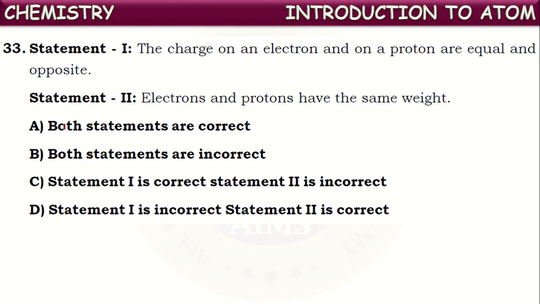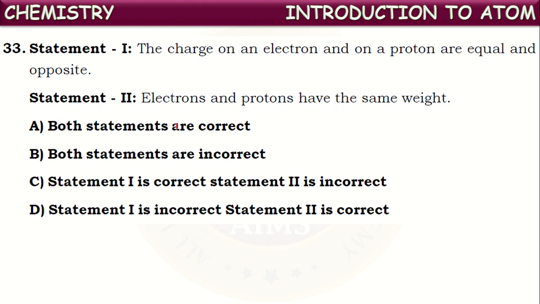Statement 1 is given like this. The charge on an electron and a proton are equal and opposite. Is it true? Yes. Electron and proton both have the same quantity of charge, but opposite in sign. Electron has negative charge, whereas proton has positive charge, which is quantitatively equal, 1.602 x 10^-19 coulombs. But it is negative for electron and positive for proton.